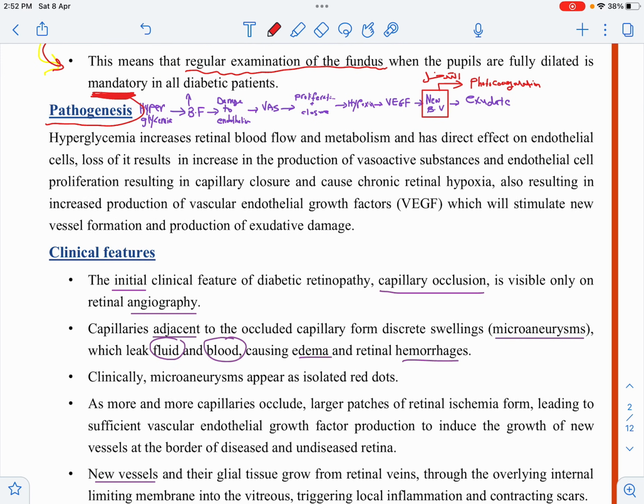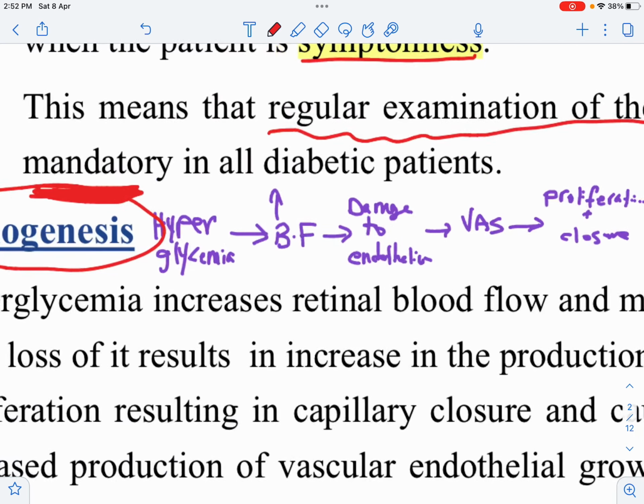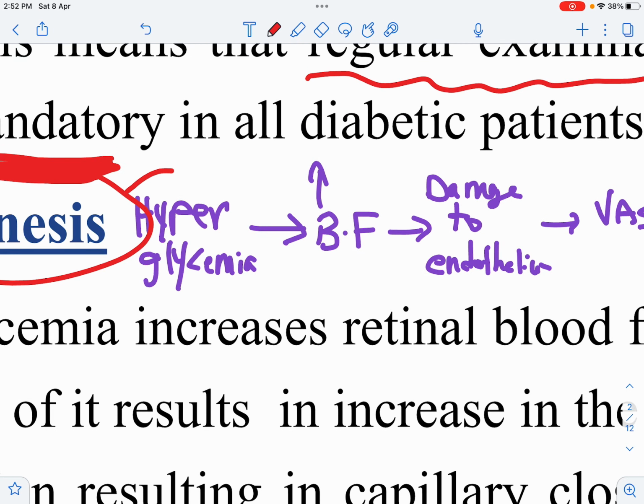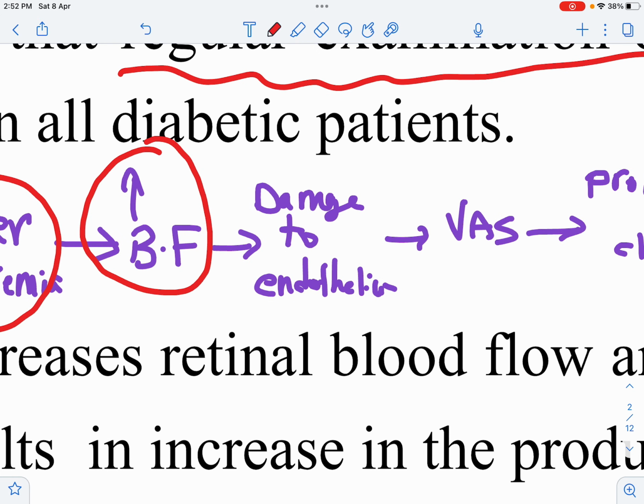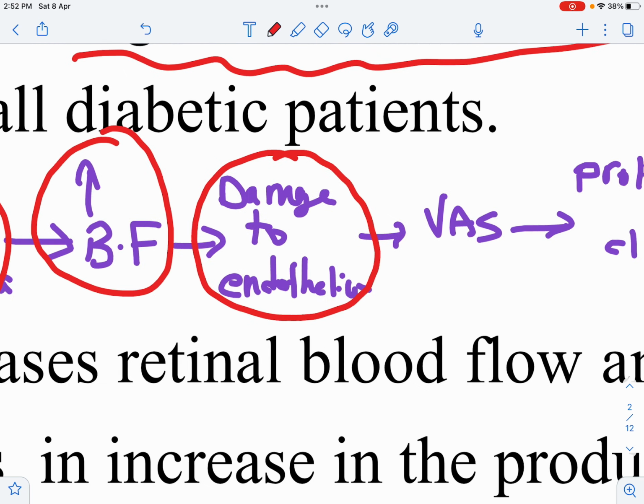زين إيش هي what is the pathogenesis, how the hyperglycemia can lead to retinopathies. Actually, at the beginning we have hyperglycemia. The hyperglycemia leads to an increase in the blood flow to the retina. The increased blood flow will cause damage to the endothelium of the capillary of the retina.